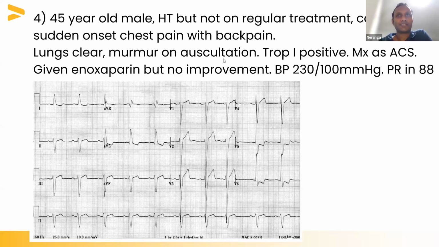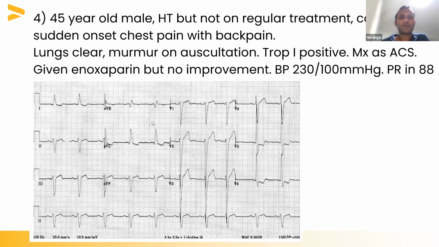This patient was given enoxaparin, and later there was no improvement. They did a chest X-ray, suspected aortic dissection, and the patient underwent CT aortogram. Then the patient was transferred to the cardiothoracic unit, where the aortic dissection was repaired.